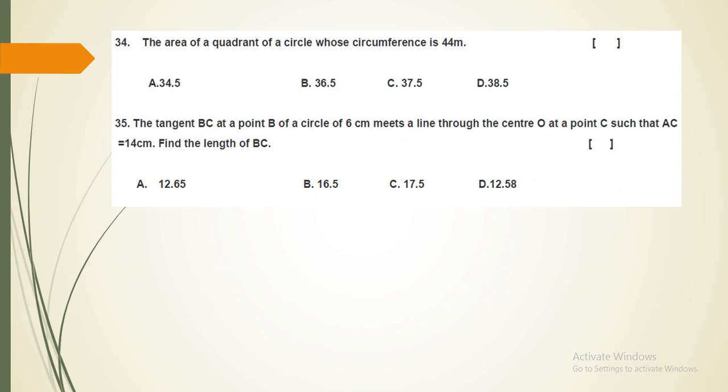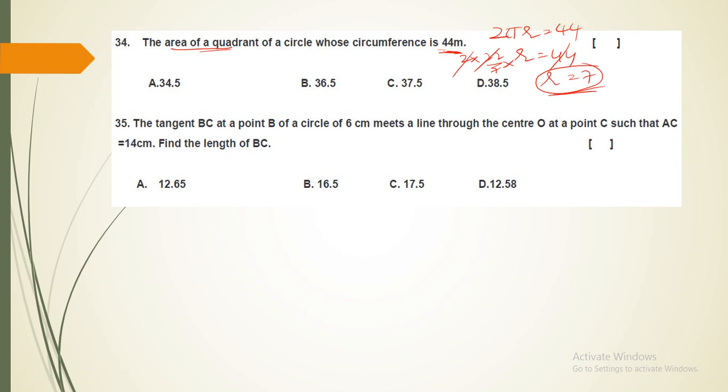Next, moving on to one more question. The area of a quadrant of a circle whose circumference is 44 meters. So he is asking the area of a quadrant of a circle whose circumference is 44 meters. So what has he given? 2 pi r is equal to 44. So from this we can find out the radius. So how to find the radius? 2 into 22 by 7 into r is equal to 44. 2 into 22 is 44. So from this r is equal to 7.